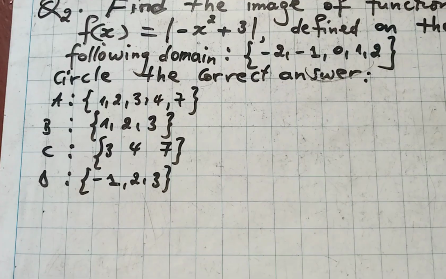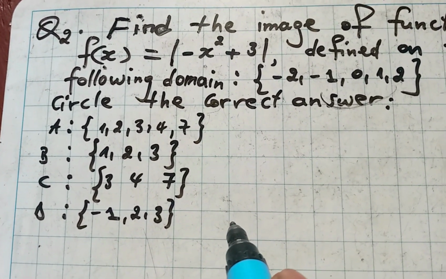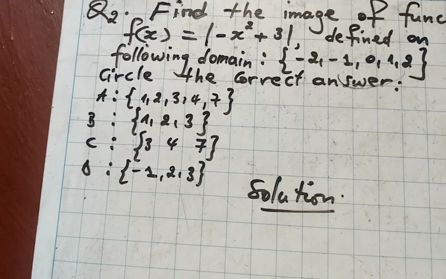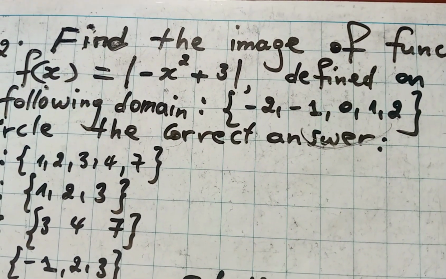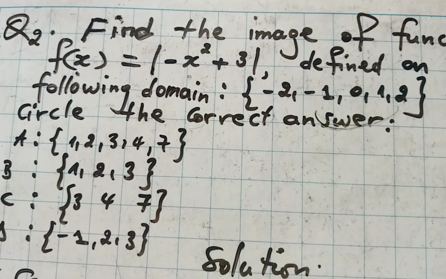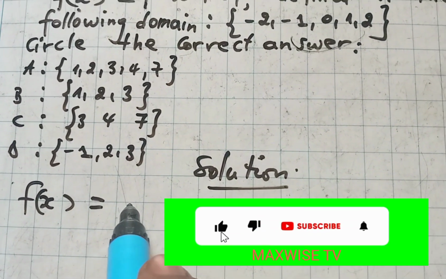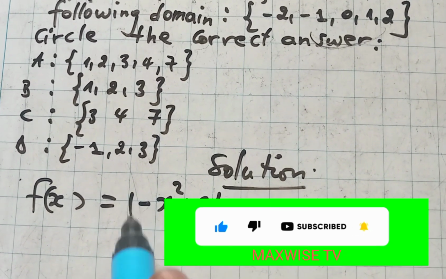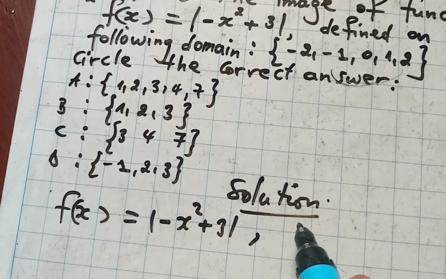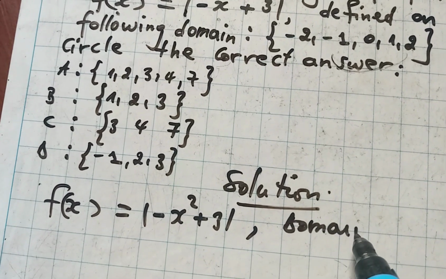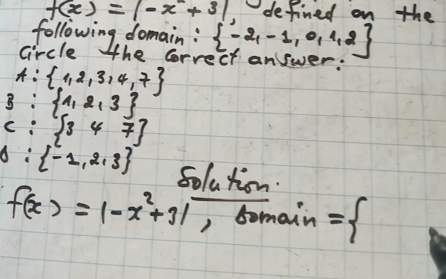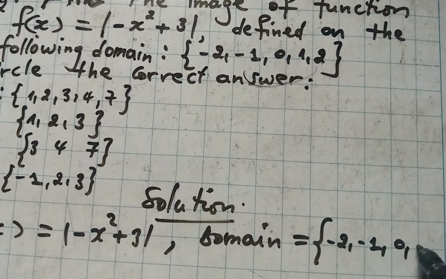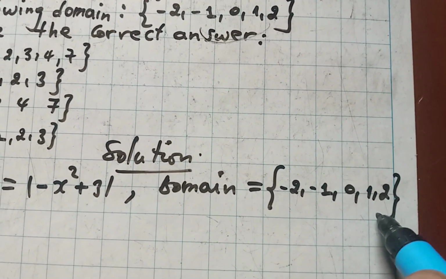So write solution. You see, here you have the function f of x, which is equal to the absolute value of negative x squared plus 3. Also, we have the domain, which is negative 2, negative 1, 0, 1, and 2.